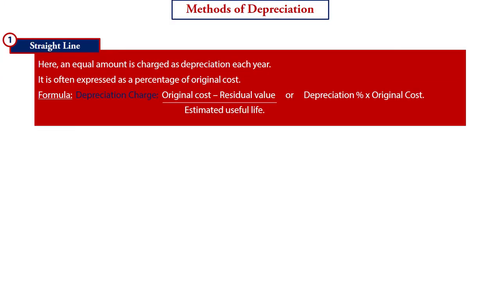We move on to talk about the methods of depreciation. We have 2 methods. The first is the straight line method. With the straight line method, an equal amount is charged as depreciation each year. Here, we deem it that the asset will be used equally in each of the years in its useful lifespan. So the formula for it is the original cost of the asset less the residual value divided by the estimated useful life, or a depreciation percentage that has been estimated by the business times its original cost. This formula will work the same for each of the years.